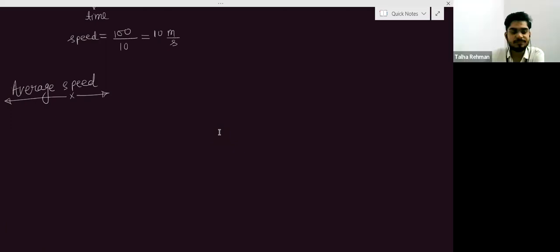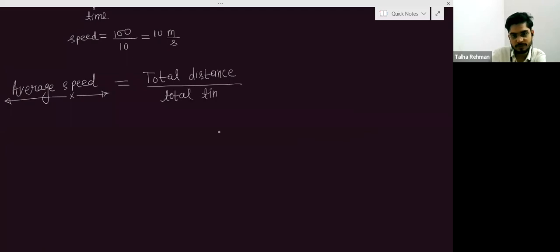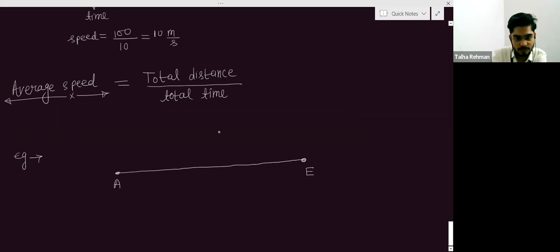So average speed is given by the total distance covered during the motion divided by the total time taken during the motion. For example, you are moving in a straight line from point A to point E. Suppose this is point B, this is point C, and this is point D.